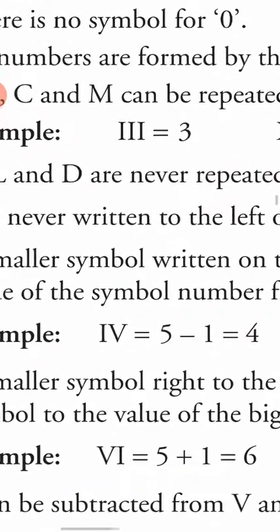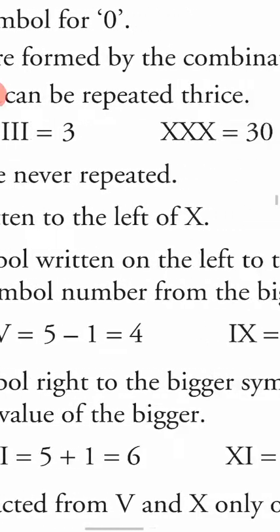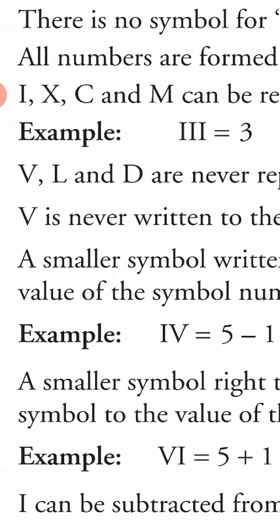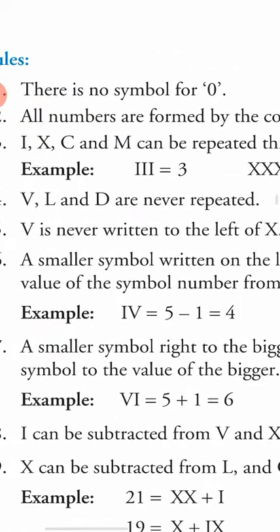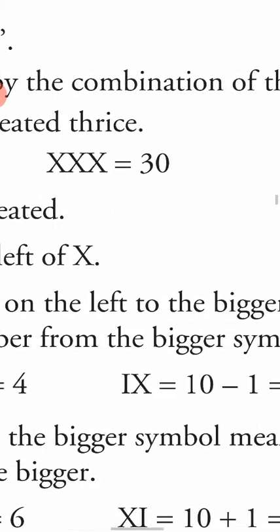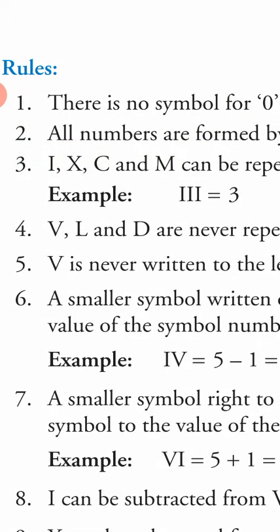Rule number 3, I, X, C and M can be repeated thrice. Means while representing the number in a Roman numeral, these 4 alphabets can be repeated thrice. For example, here we have an example of 3. To write 3, I is written 3 times. And 30 is represented by triple X. So, just keep in your mind that I, X, C and M can be repeated thrice.